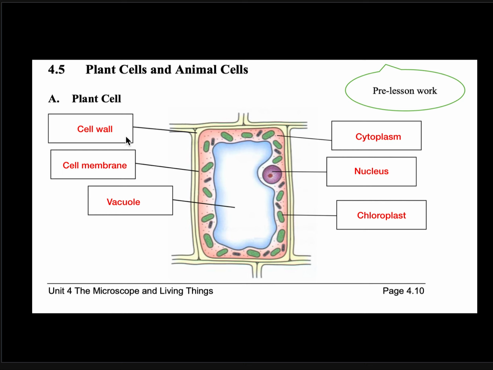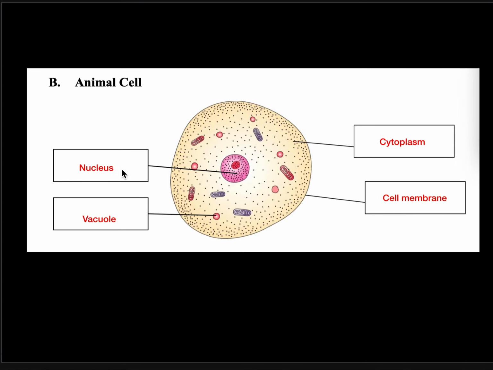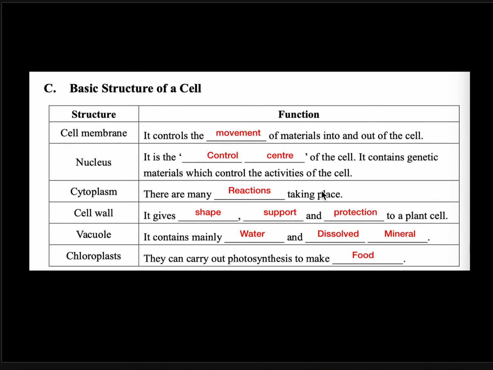This one, plant cell. Check the answer: cell wall, cell membrane, vacuole, cytoplasm, nucleus, chloroplast. Animal cell: this is the nucleus, vacuole, cytoplasm, and this is the cell membrane. And then for the cell membrane, the function or basic structure of a cell here: it controls the movement of materials into and out of the cell.